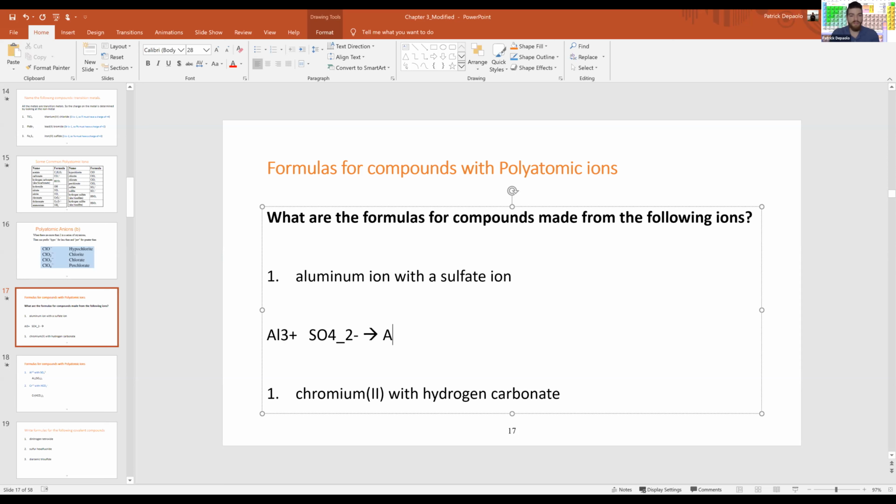So aluminum is +3, and then the SO4 is 2 minus. Whenever you have a +3 and a 2 minus or vice versa, you know that the common denominator is going to be 6. So Al, excuse me, if you can mute your microphones, it's okay.